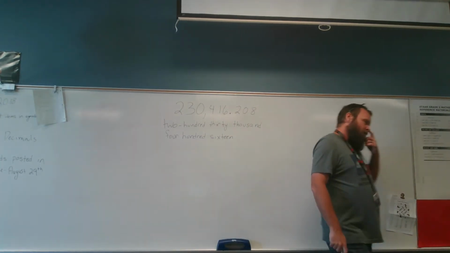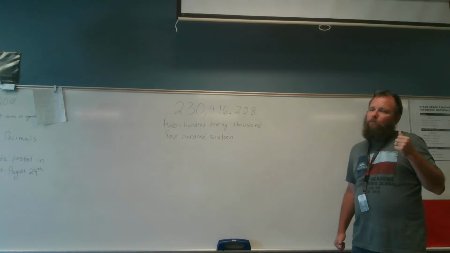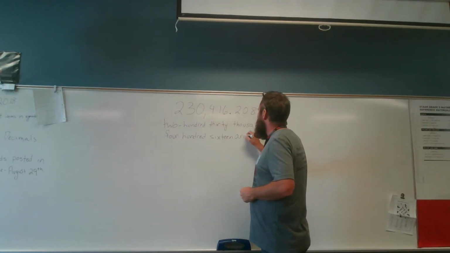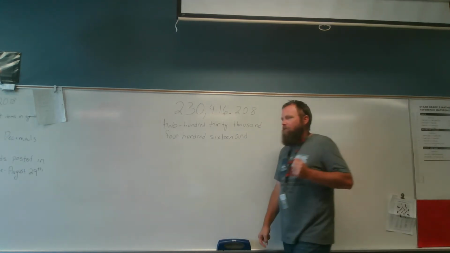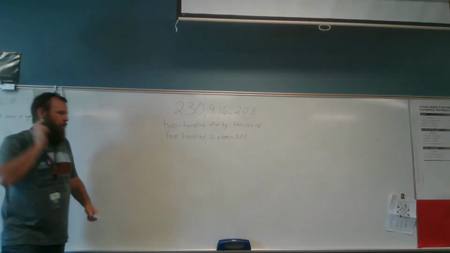Zoe, what word do we write for the decimal point? And or point. Okay. We're going to go with and. Now we get to behind the decimal point, and this is where we want to just make up a bunch of words to put in there.